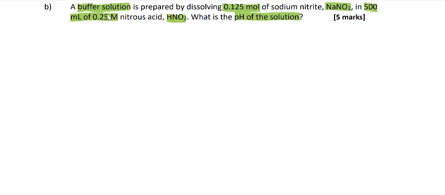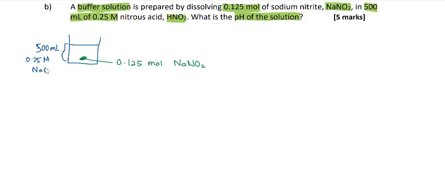So now, kita cuba lukiskan keadaan, di mana dalam satu beaker kita ada 0.125 moles of NaNO2, and then kita ada solution, the volume of the solution is 500 ml, which is our solution HNO2. Kita ada 500 ml of 0.25 molar HNO2. So this is a buffer solution.